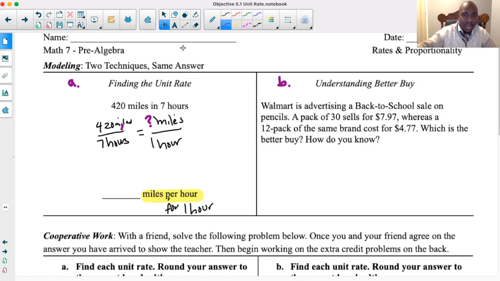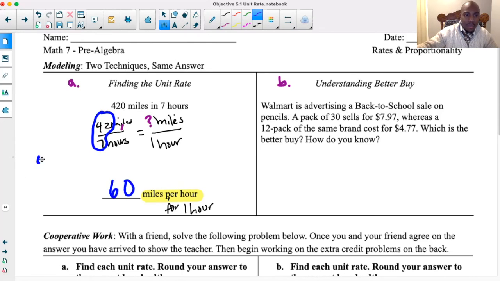Now you can just simply say, let me just look at the numbers only. And let me divide these numbers. What is 420 divided by 7? 420 divided by 7 gives me 60. And believe it or not, that's my answer.